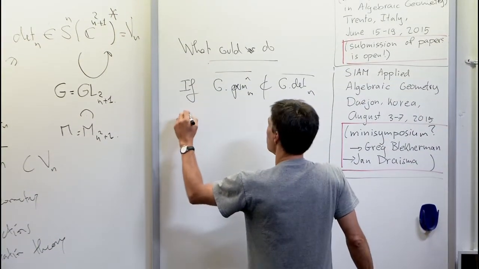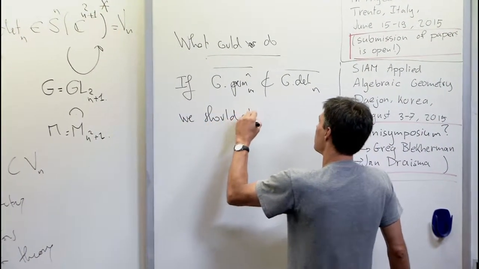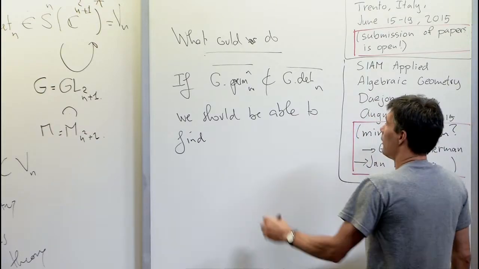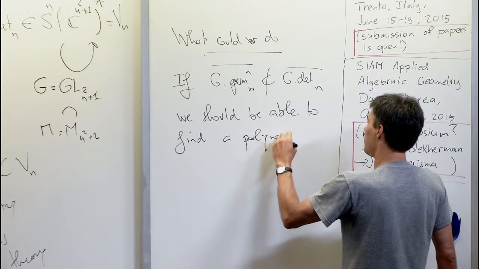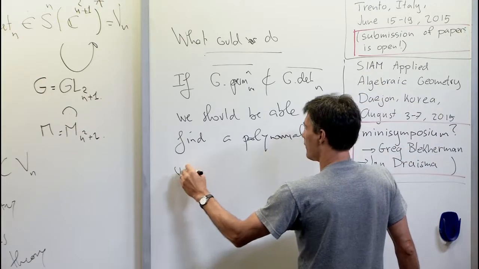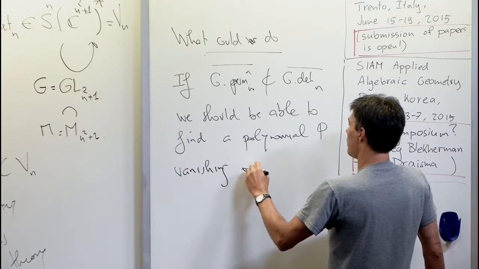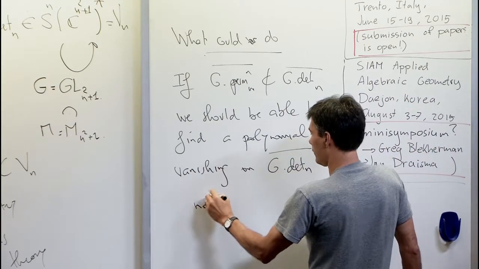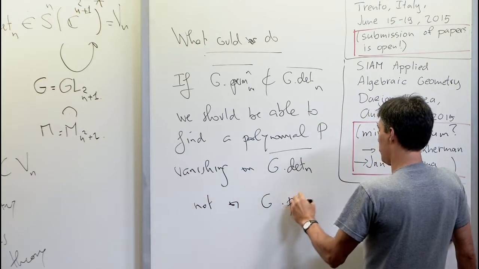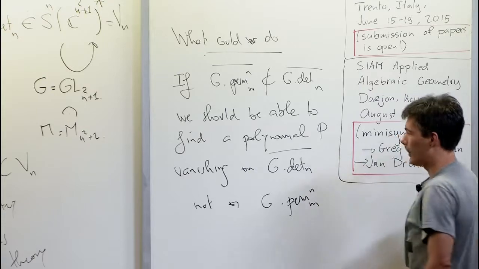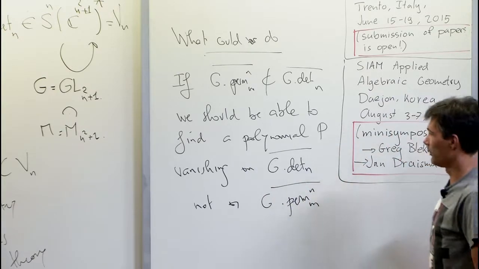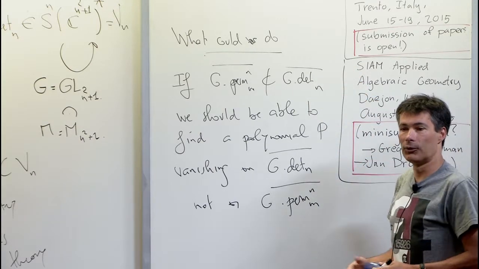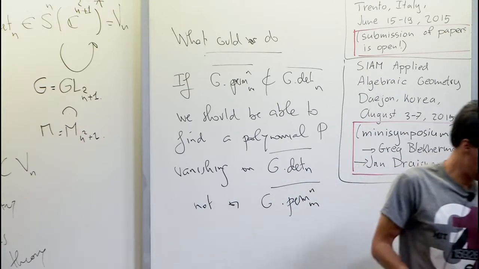Okay, so we should be able to find a polynomial P vanishing on this, but not on the orbit of the padded permanent. So this raises the interesting problem of understanding the equations of the orbit of the determinant. I don't know much about this question, but this could be a strategy.